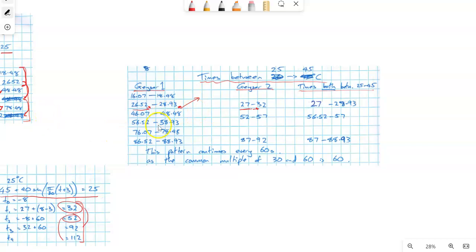Okay, so now looking at this one, I just realized if I use my cursor, it's better. We got 52 to 57, it's close. So obviously between these times, only Geyser 1's closed.